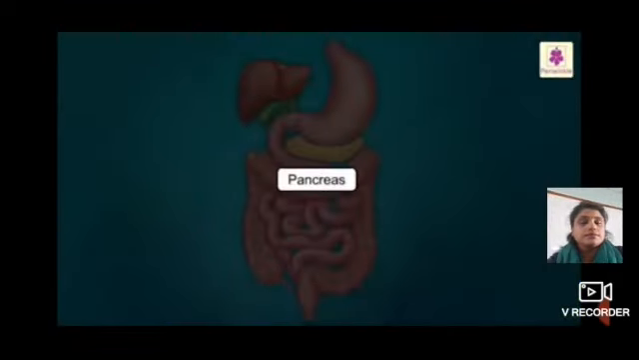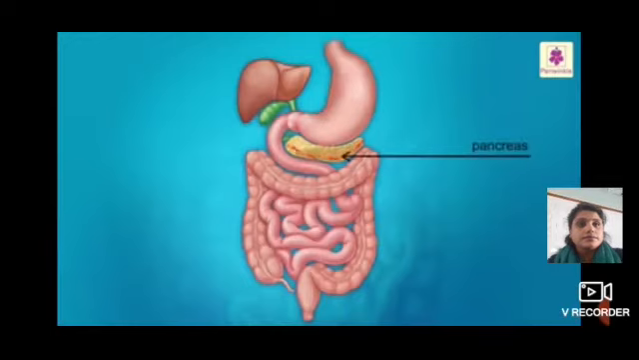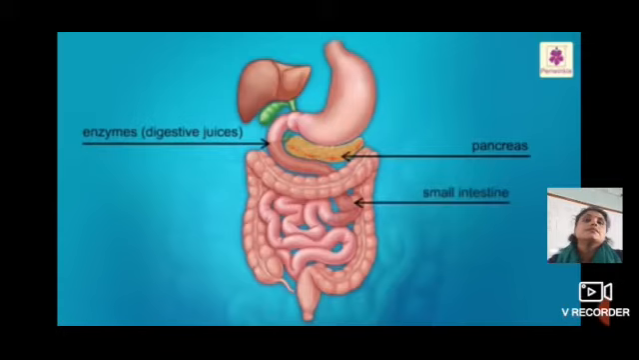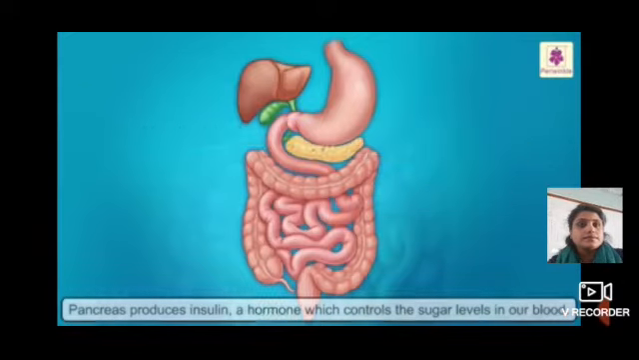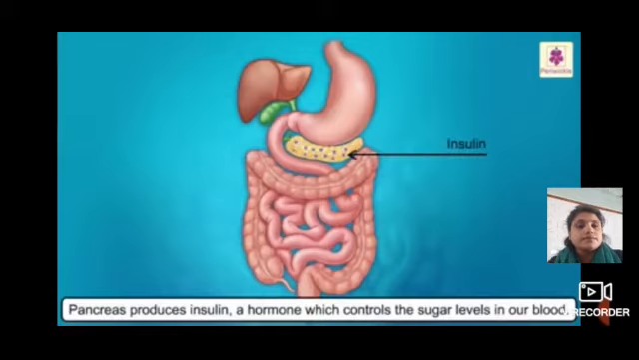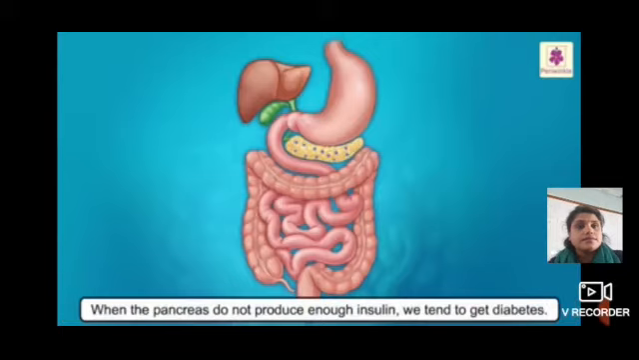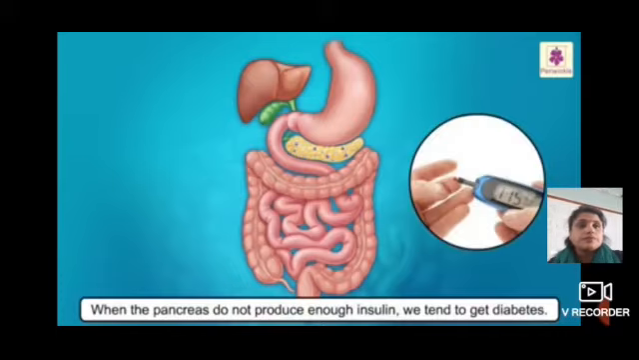Pancreas. The pancreas produces many enzymes which are released into the small intestine. The intestine needs these to further break down the food. It also produces insulin, a hormone which controls the sugar levels in our blood. When the pancreas does not produce enough insulin, we tend to get diabetes.